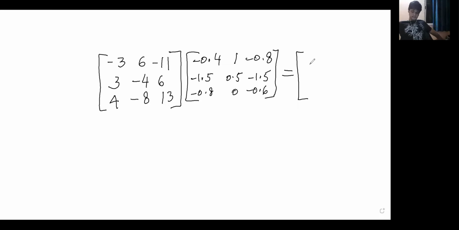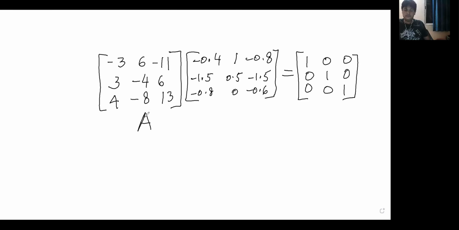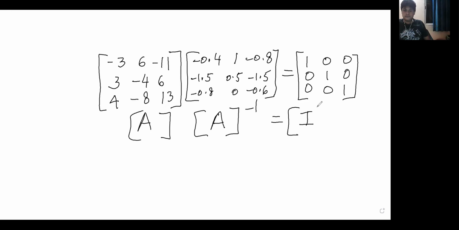A into A inverse is equal to I. So this is A, multiplied by A inverse, is equal to I. Are you able to follow? Yes, sir.